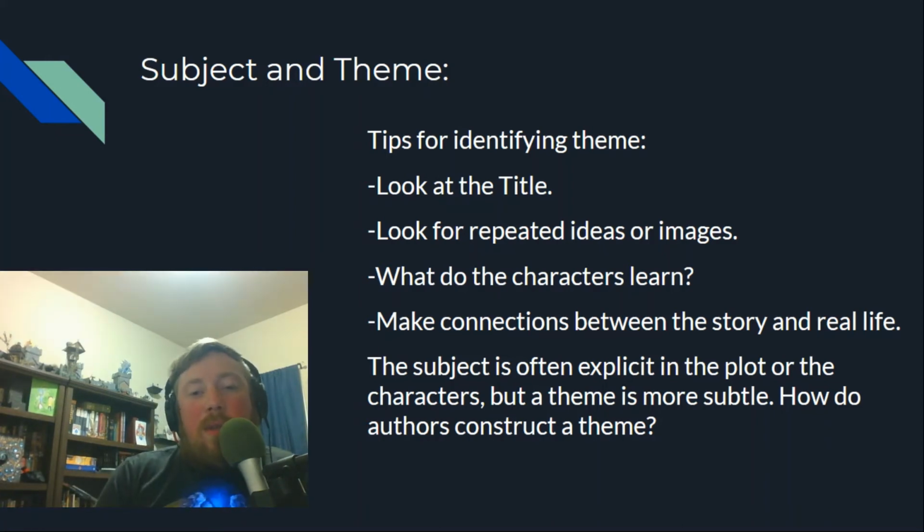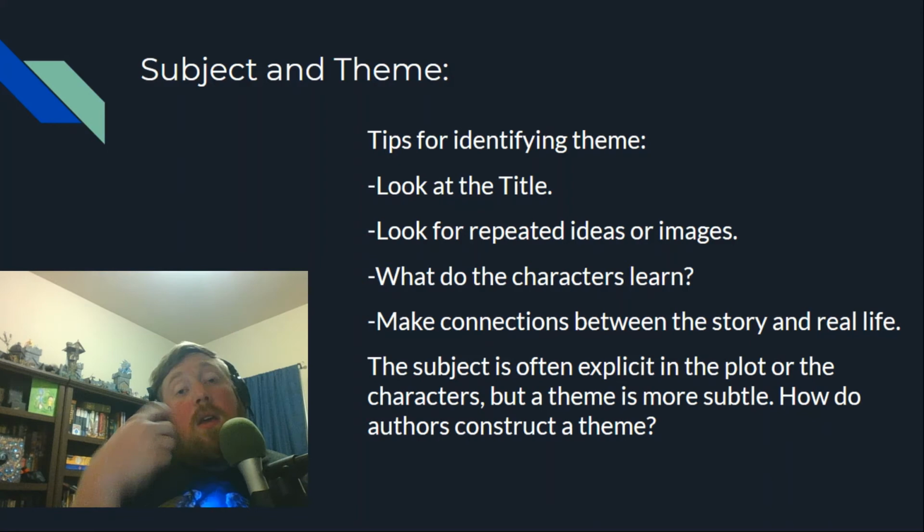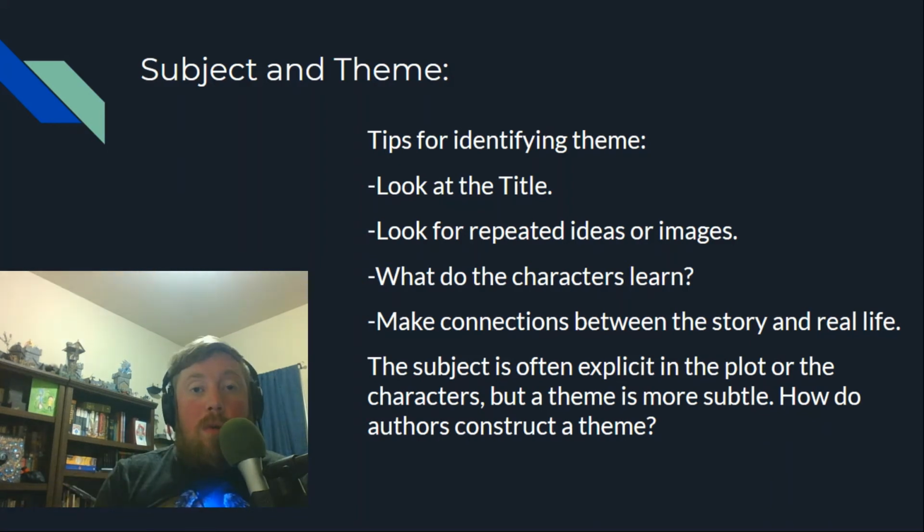Another thing I would say is do your best to make connections between the story and real life. Is the author making a comment about something in the world? Is the author making a comment about relationships? About society? About justice or goodness? It can be any number of different things, and all of the different nuances and permutations within that. Okay?